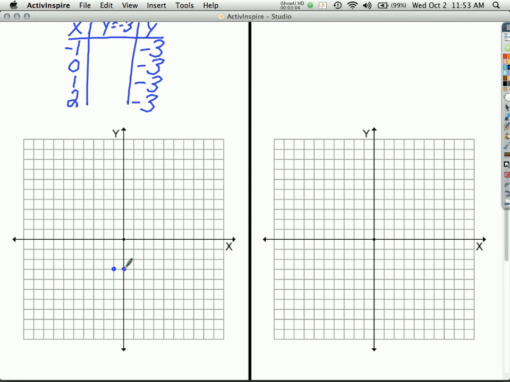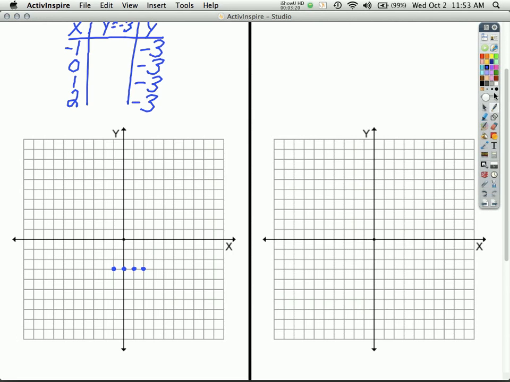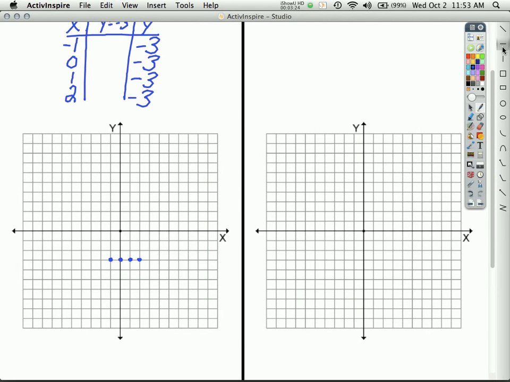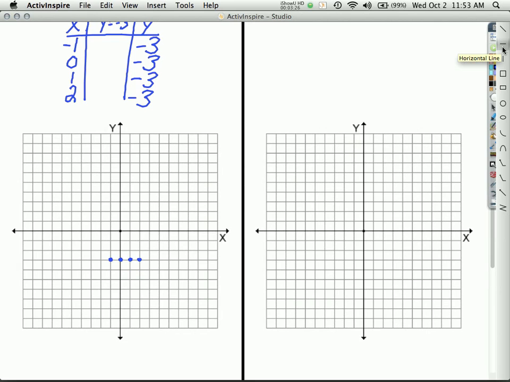You should start noticing something. 1, -3. 2, -3. So what do you notice already? What do you notice, Sharif? It's a horizontal line. Yeah, that was beautifully said. It's a horizontal line. When I draw the line through the points, this is what you end up with.